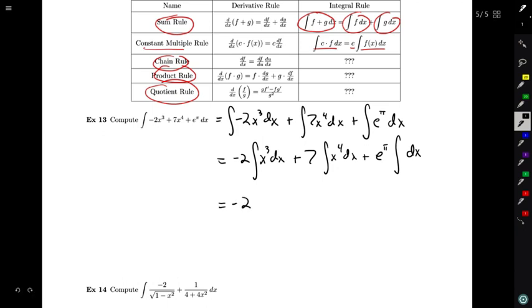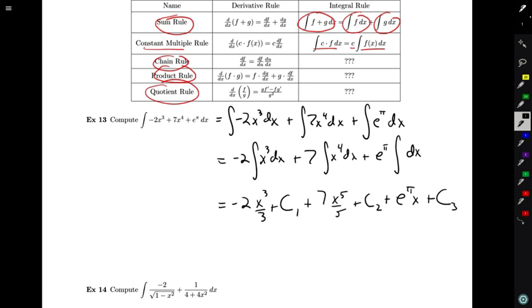So this is minus 2 times x cubed over 3. We still need a constant, so maybe let's call it c1. The integral of x to the 4 is going to be x to the 5 over 5. And the integral of 1, well, we need a plus another constant, maybe we'll call that c2. And let's see, we have e to the pi still, and the integral of 1 is x plus c3.